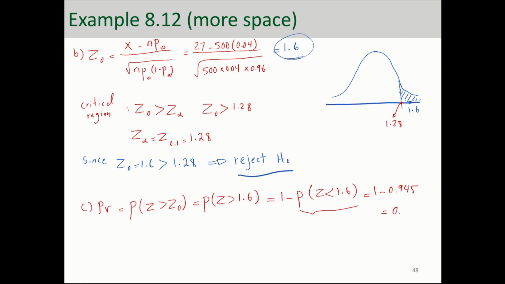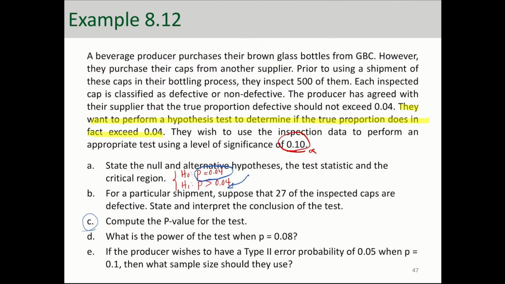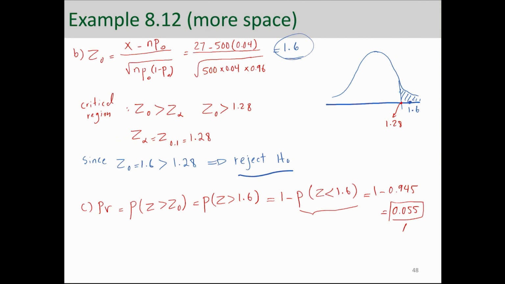Therefore, the p-value is 0.055. This is the p-value, and when the p-value is less than alpha of the test, we reject the null hypothesis. In this case, the alpha of our test is 0.1, and the p-value here is less than that, so we reject the null hypothesis.